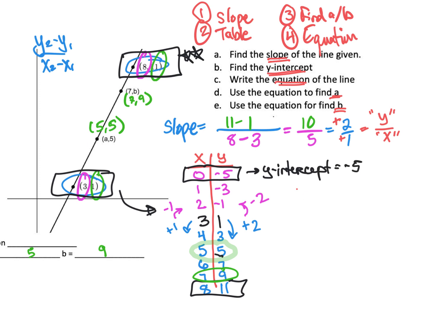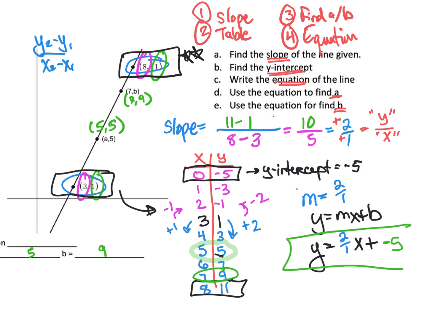So I have my slope. My slope is 2 over 1. I have my y-intercept, which is negative 5. We are going to put this into y equals mx plus b to find my equation. So we're going to say y equals, what's my slope? 2 over 1 always sits next to x plus, and then my y-intercept is negative 5. So then this is my equation. That's the last thing we're going to find. So it's kind of a weird question. There's a lot of pieces in there, but this is our end result.